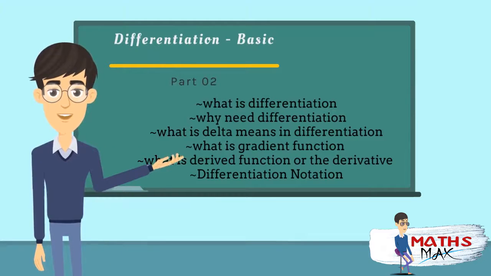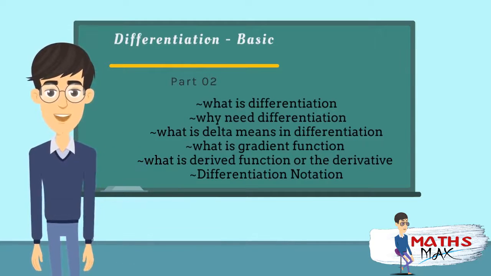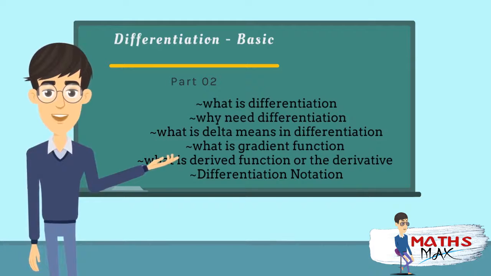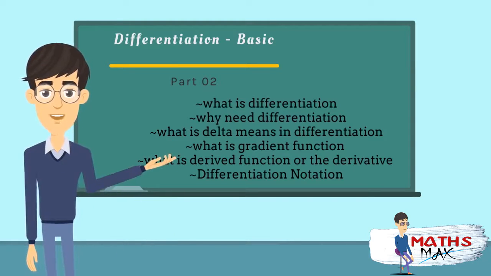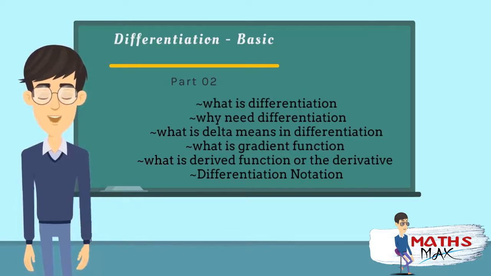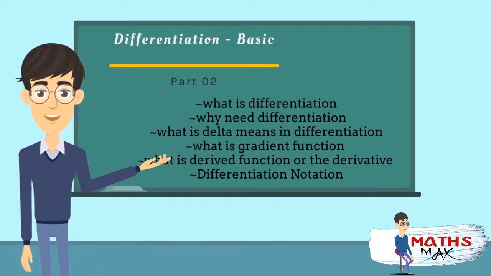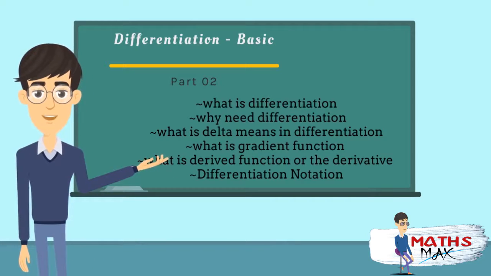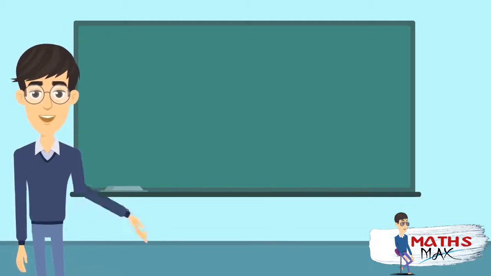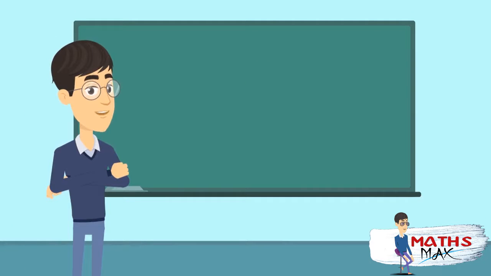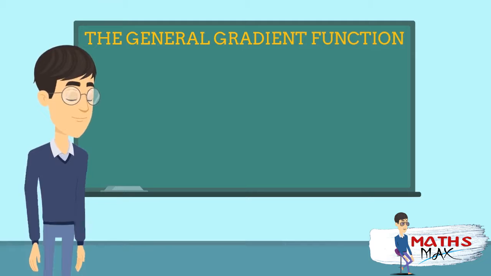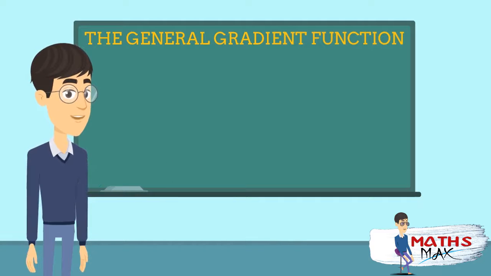This is the second part of the differentiation basic lesson. We discussed earlier: What is differentiation? Why do we need differentiation? What does delta mean in differentiation? What is the gradient function? What is the derived function, or the derivative? Differentiation notation. Okay, let's talk about the other things in this lesson. First of all, we are going to observe the general gradient function.